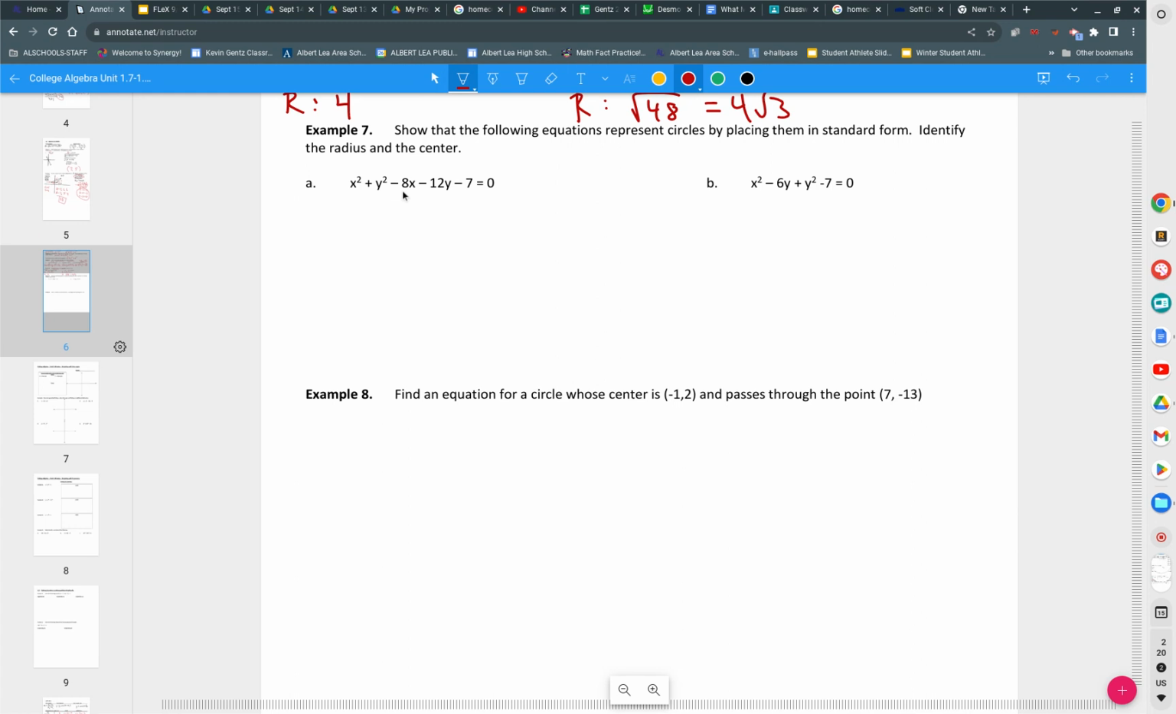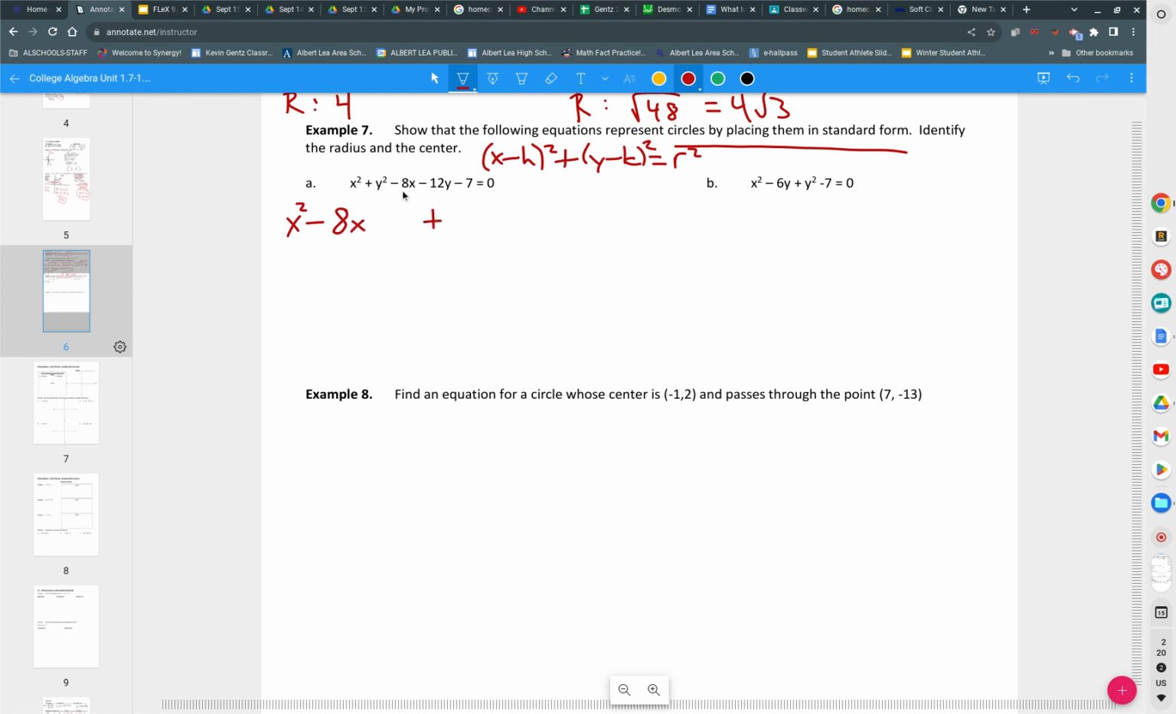Okay. These last examples. This one, I see this on the ACT just about every time I look at one, and it says, show that the following represent a circle by placing them in a standard form. Notice that this is not in the form of x minus h squared plus y minus k squared. And so what we have to do is put it into that form. And it's not that bad. You have the skills. You're going to use this throughout the year. And this is one of those first examples where we're going to apply it. We practiced it during the last unit.